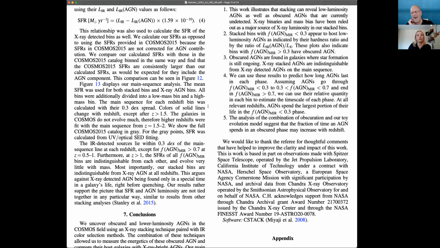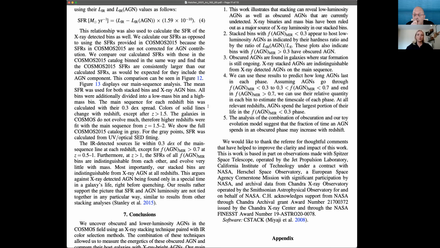Obscured AGN are found in galaxies where star formation is still ongoing, and X-ray stacked AGN are indistinguishable from those X-ray detected AGN on the main sequence, in that plot we just looked at right there. So it argues against there being something special about X-ray detected AGN in terms of a galaxy's life cycle.